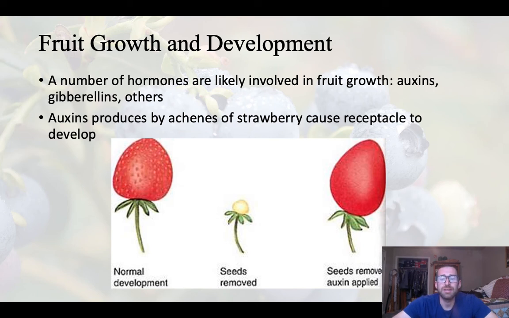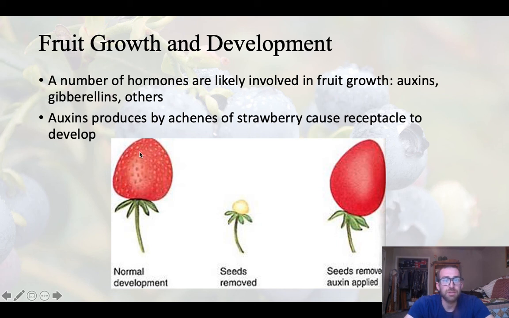All right, now this is a little primer for our next lecture, where we're going to talk about hormones. With our fruit growth and development, there are a number of hormones that are important. They include auxins and gibberellins and some others that we'll talk about next lecture. As an example of how auxins are important, if you look at the strawberry, auxins are produced by the achenes, which are technically the fruit. And those achenes result in the growth of the receptacle, which is what we consider as the strawberry. Right? It's the delicious part that we eat.